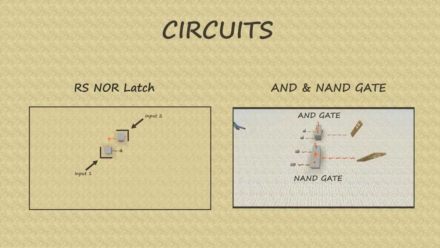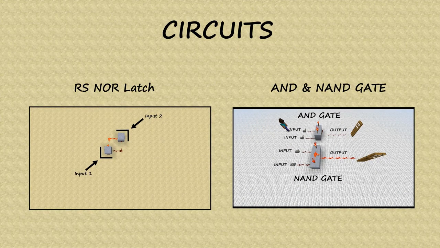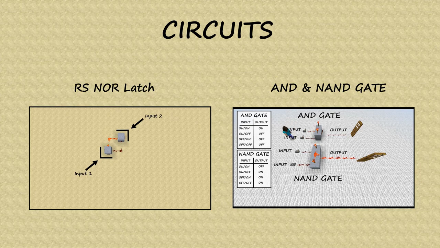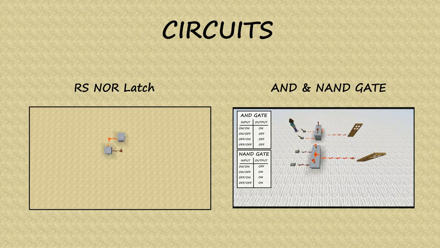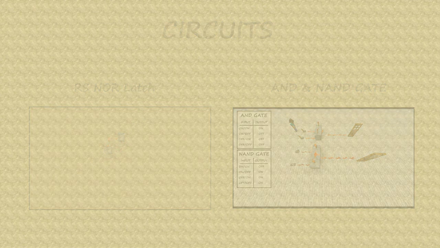Okay, let's get started. To build the combination lock, you're going to need to use the following circuits. You're going to have to use RS NOR latches, as well as AND gates. If you haven't seen either of these videos or need a refresher, I would highly recommend reviewing them because both circuits are going to be important in the design of the combination lock.